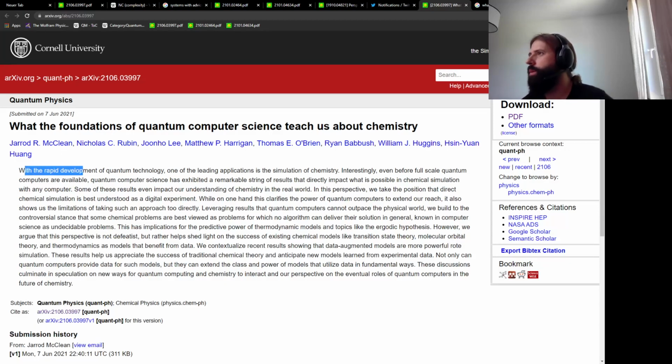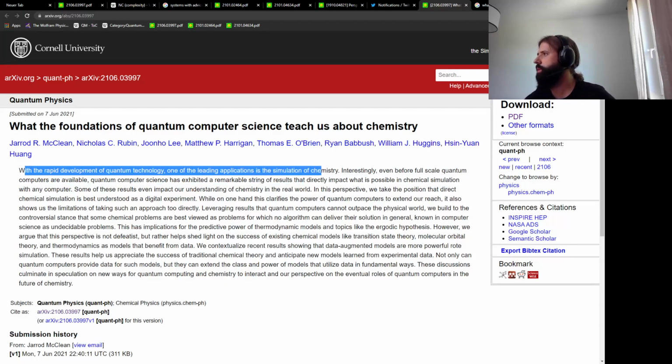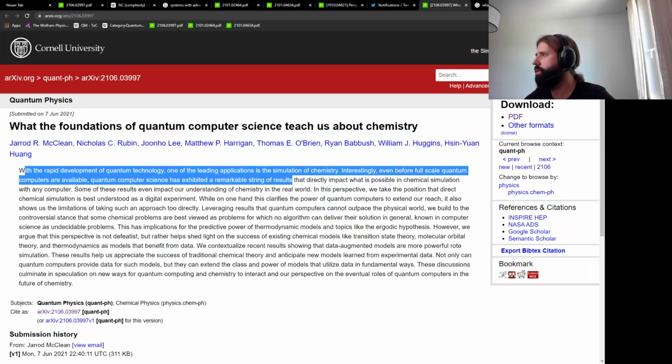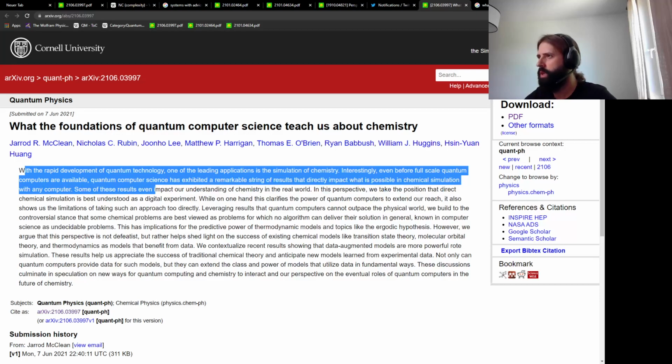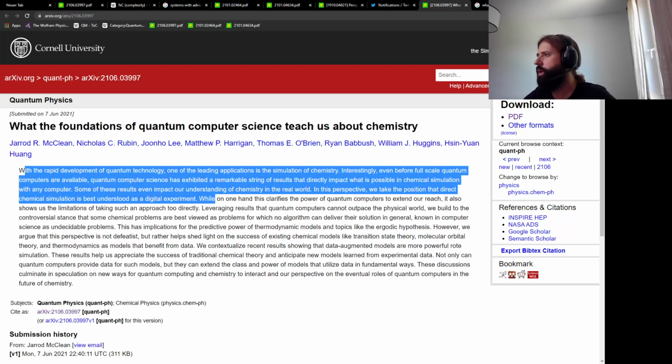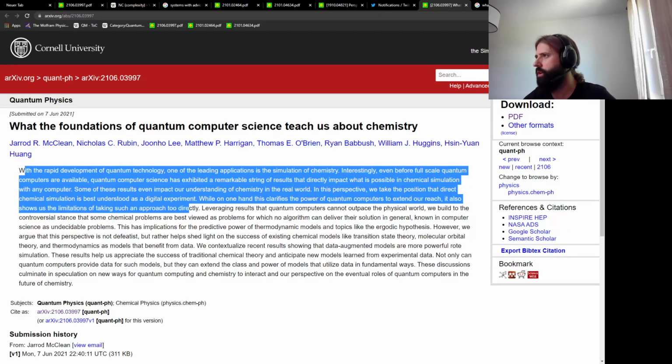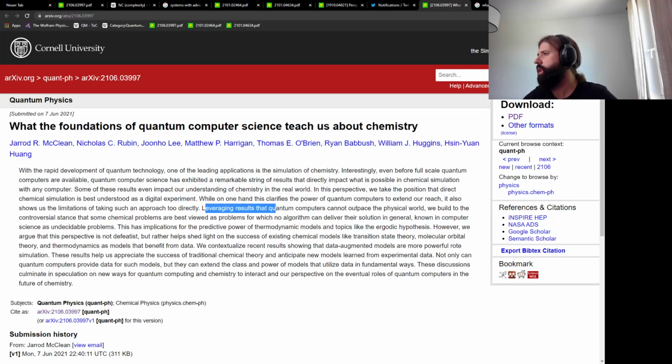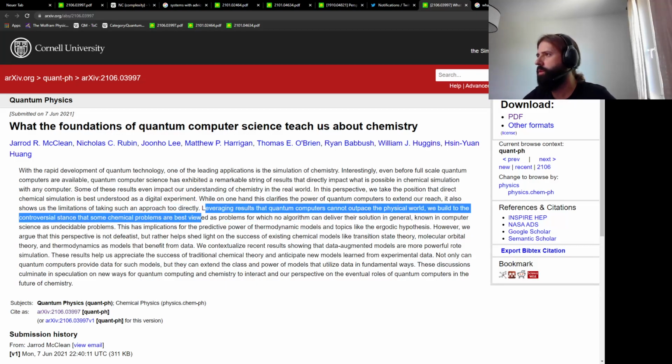With the rapid development of quantum technology, one of the leading prediction simulation games, interestingly, even for full-scale quantum computers have developed, quantum computer science has really remarkable string results that directly impact this weather. Some of these results impact our understanding of chemistry in the real world. We take the position that direct chemical simulation is best understood as digital experiment, while on one hand, clever algorithms power quantum computers externally, it also shows limitations to such leveraging results that quantum computers cannot outspace. For example, we build controversial stains that some chemical problems are basically just problems which no algorithm can deliver their solution in general. Known in computer science.